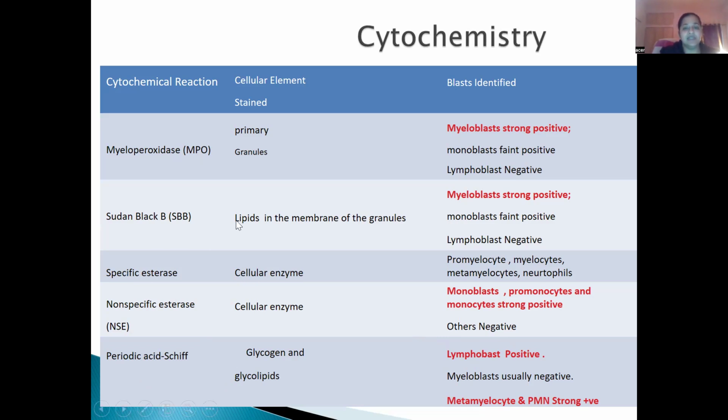Then SBB. SBB is again strongly positive in the myeloblast. NSE is positive in the monoblast, promonocytes, and the monocytes. So NSE is the marker of monocytic lineage. PAS is the marker of lymphoblastic lineage. MPO and SBB are the markers of the myeloblastic lineage. Okay, so basically, always remember what is the type of cell and what is the special stain you are going to study.